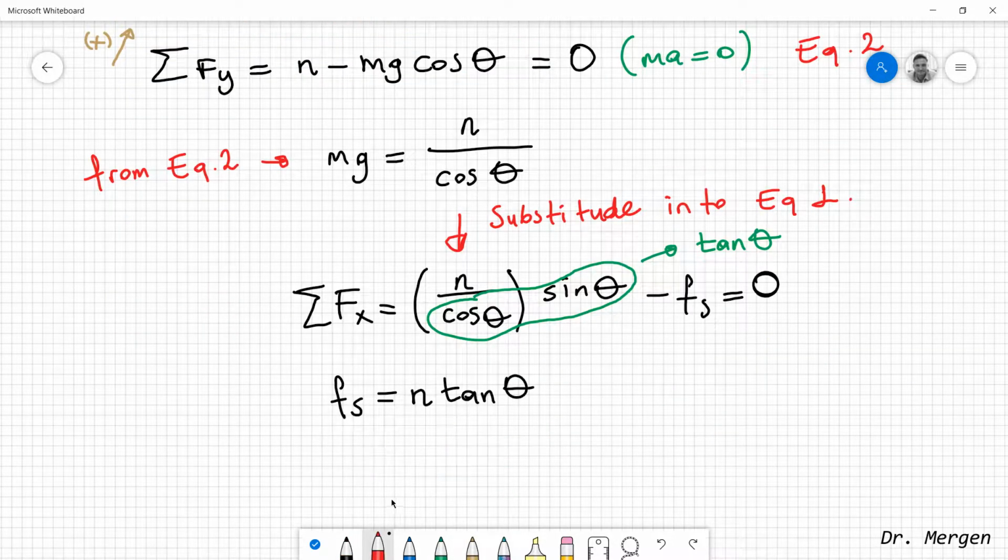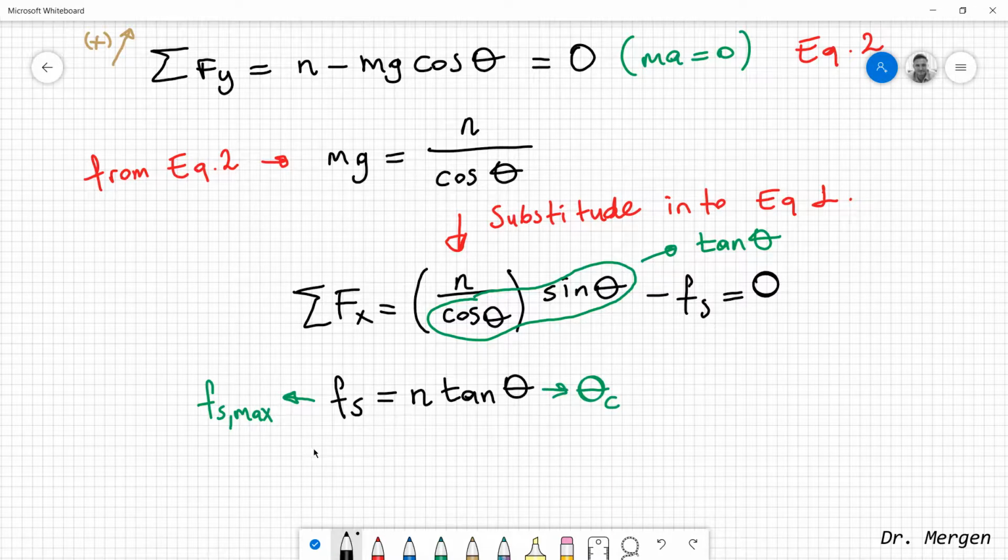Do not forget, we are looking for the friction force just before the block starts to move. Therefore, this friction force is actually the maximum friction force that can be applied by the surface to the object just before the motion of the object starts. And the angle at that moment is given as theta sub c, the critical angle.